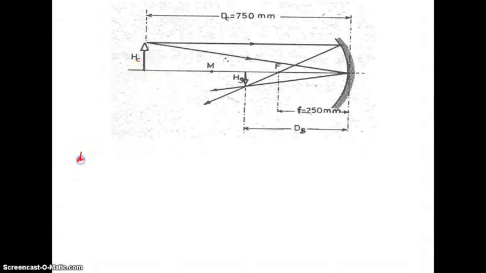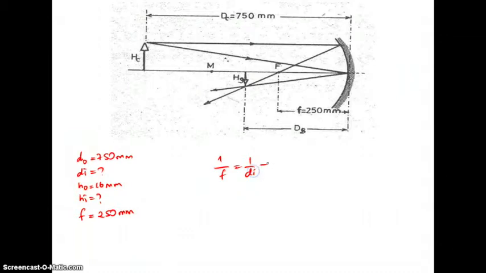We know distance object is 750 millimeters. We don't know distance image. We know height object is 16 millimeters, and we don't know height image, and we know focal length is 250 millimeters. By using 1 over f equals 1 over di plus 1 over do formula, we can find 1 over di. 1 over 250 equals 1 over di plus 1 over 750. Di comes out to be 750 over 2 millimeters.